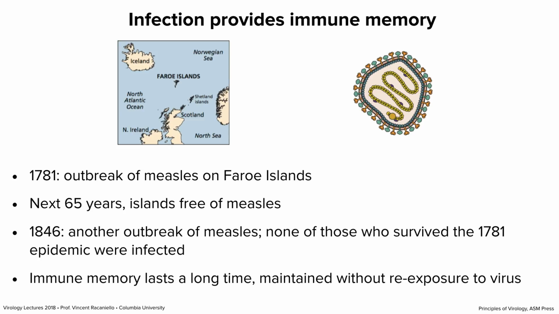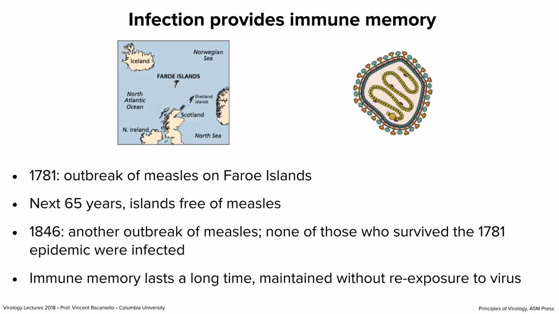There was an outbreak in 1781 of measles on these islands. The island was free of measles for the next 65 years. Another outbreak in 1846, and of those who were still living, none of them who were infected previously were infected again. Only the people who had not been infected, the newborns and so forth. This could be done then because these are relatively isolated and they only had periodic introduction of viruses by ships.